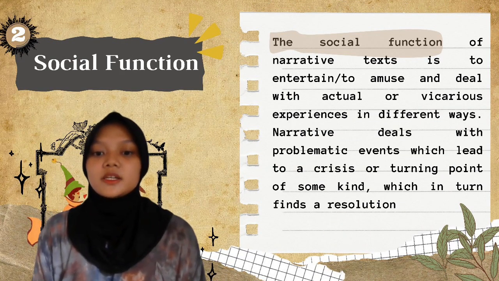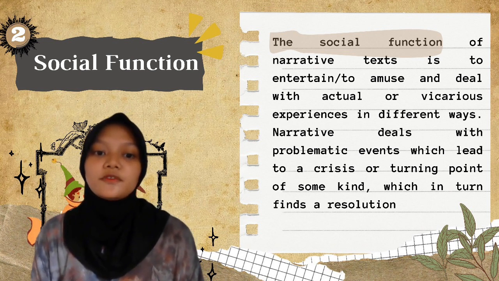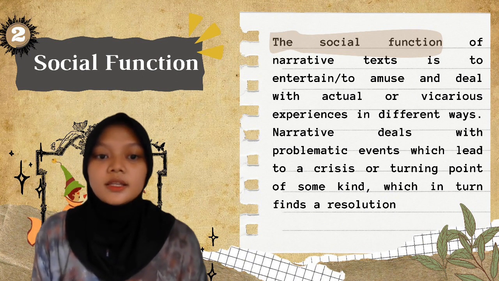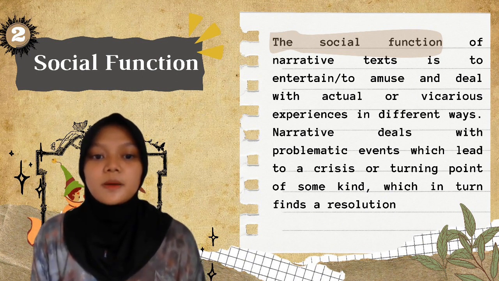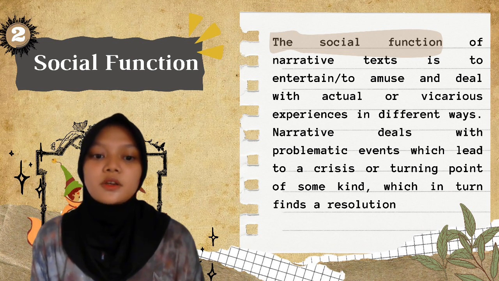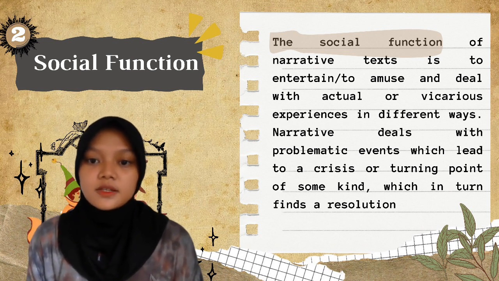Next, explanation about social function. The social function of narrative text is to entertain or to deal with actual or vicarious experiences in different ways. Narrative deals with problematic events which lead to a crisis or turning point of some kind, which in turn finds a resolution. Narrative texts are stories that serve a social purpose.